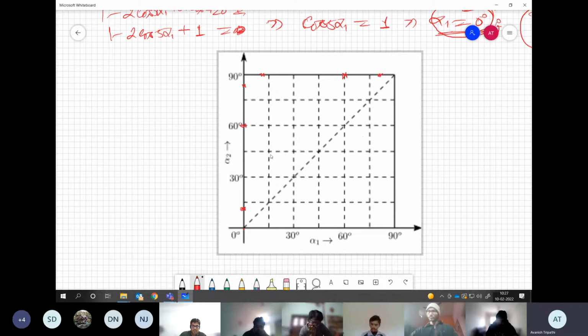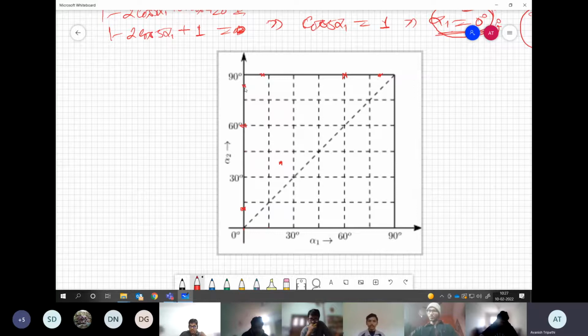Then I asked what is the solution for alpha 1 equal to 24 degree. There was one unique solution that was 36 degree. So 30, 45 say somewhere here. And this is also 15 and 9 somewhere here, let us say. This is unique solution, correct?